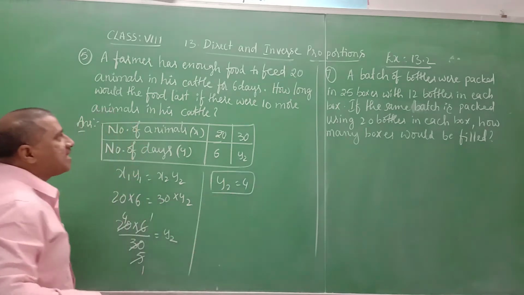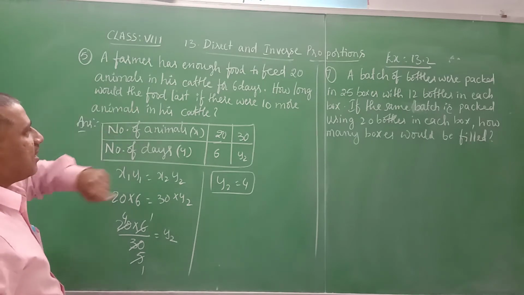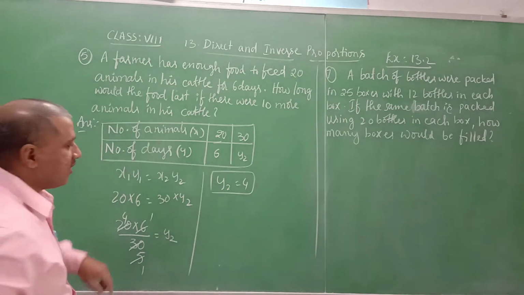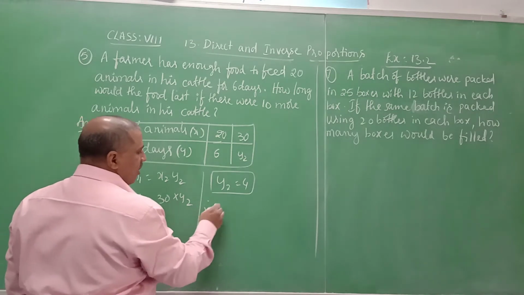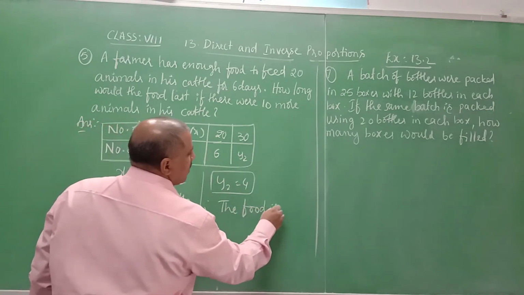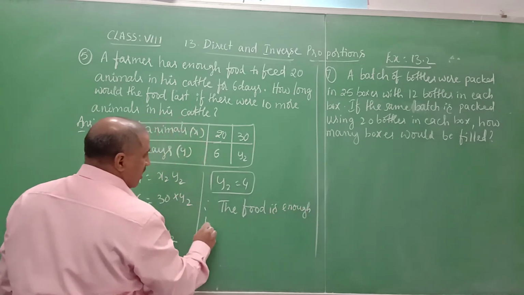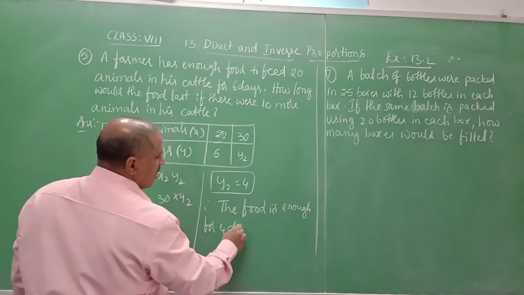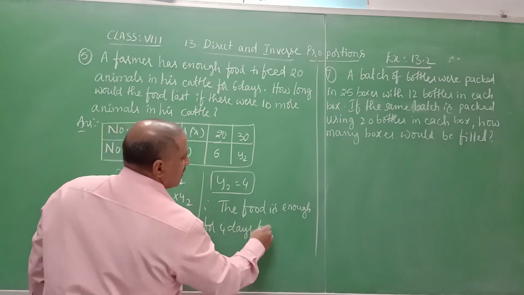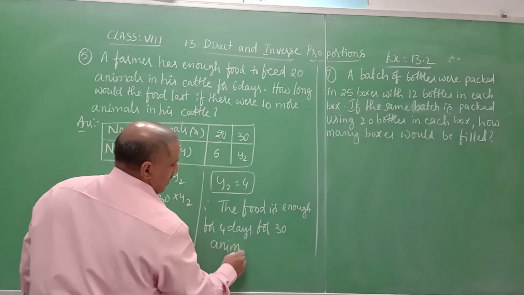Now for how many days is it sufficient? Therefore, the food lasts for 4 days for 30 animals.